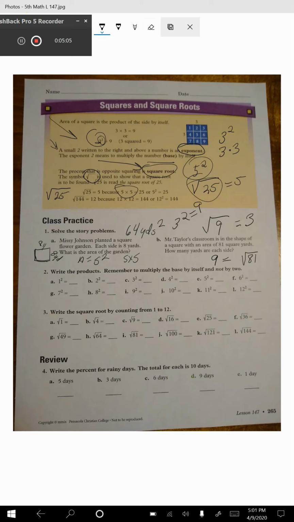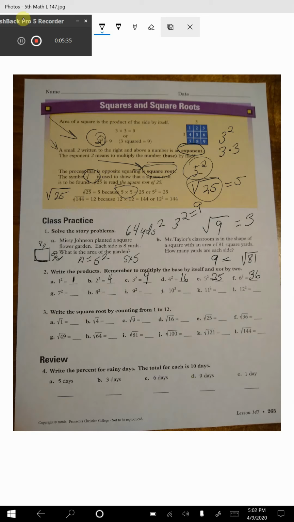All right, let's do the squares first. You ready? So 1 squared is 1 times 1. 2 squared is 2 times 2. 3 squared is 3 times 3. 4 squared is 4 times 4. 5 squared is 5 times 5. 6 squared is 6 times 6. This is why it's so good to know those multiplication facts lickety split, so you can go through these real quick.